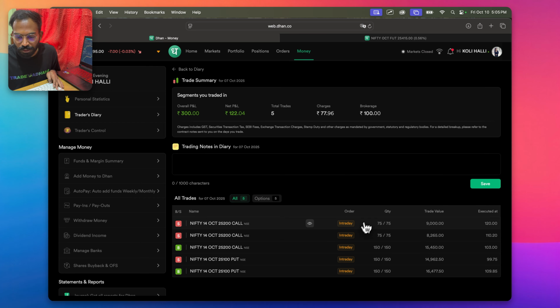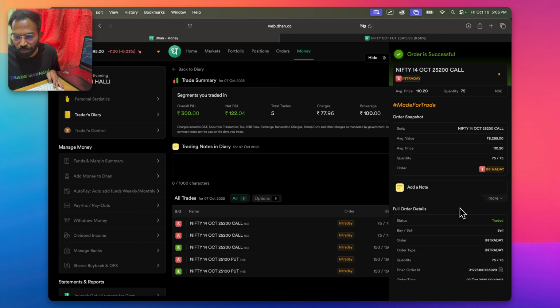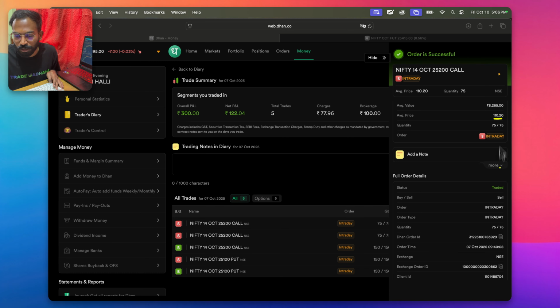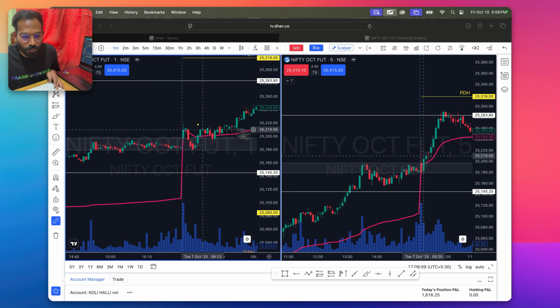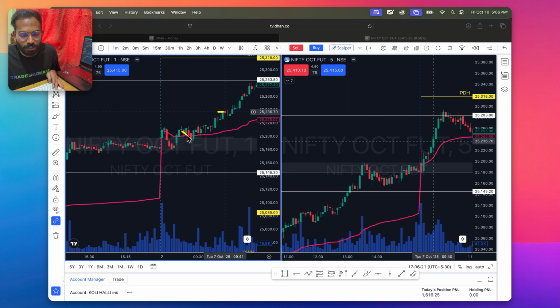Then I got out of one of the contracts around 110 rupees, around 940. So I held through almost 10. My entry was somewhere here, and my first exit was around 940, which was this candle. I held through this pullback. This buyback on the next green candle with increased volume gave me confidence to hold the trade.